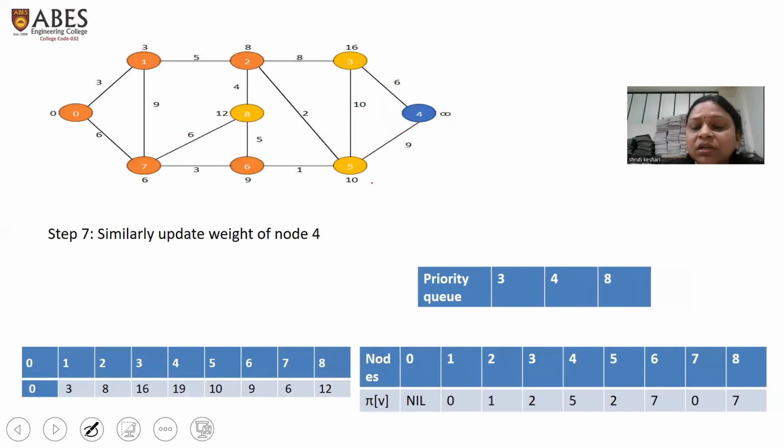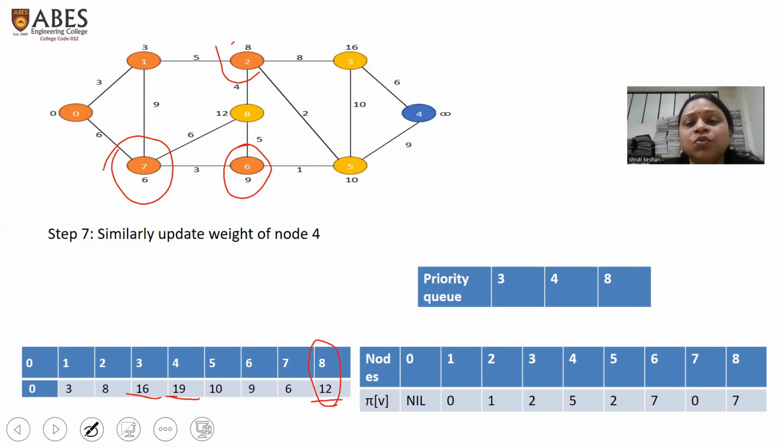Now what is the rest? In the priority queue, we have only 3 vertices, that is 3, 4 and 8. 3 is containing the weight 16, 4 is containing 19 and 8 is containing 12. Now, which is the minimum? 8 is the minimum value. Then choose this one also. 12, when we are talking about the vertex 8, the adjacent vertices of this one are 2, 6, 7, and all are already visited. Then no need to relax any vertex.